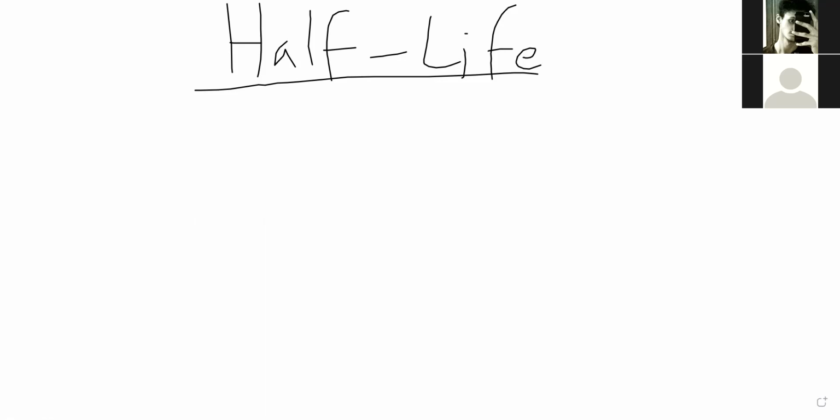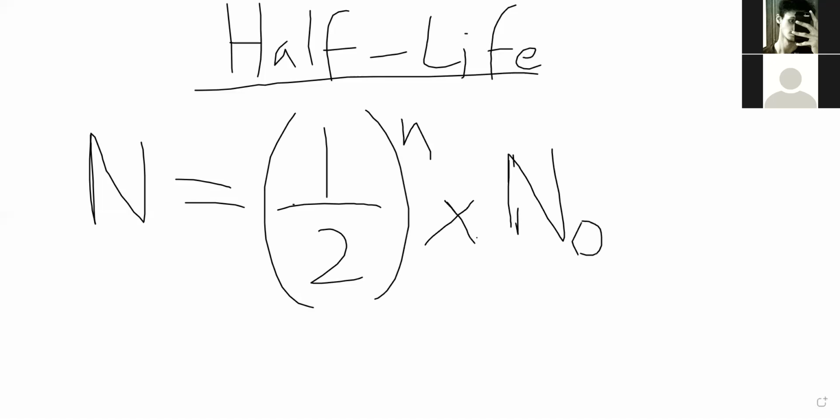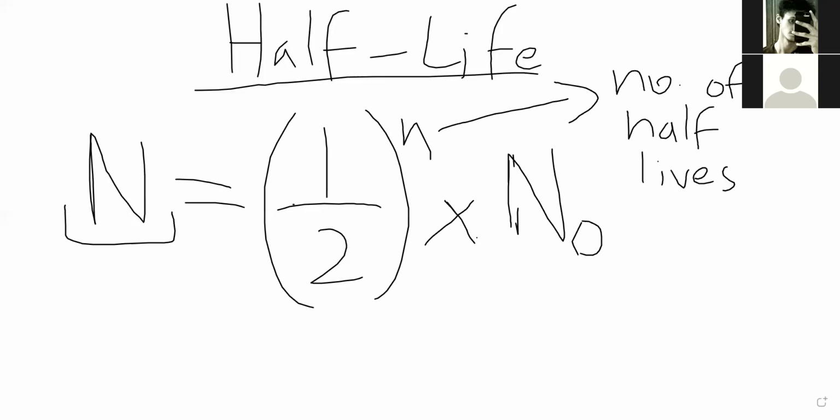N equals half to the power n, times n naught. This N stands for the number of radioactive nuclei or atoms after their duration of time. This n is the number of half-lives. While this is called n naught, and it is the initial number of radioactive atoms or nuclei.